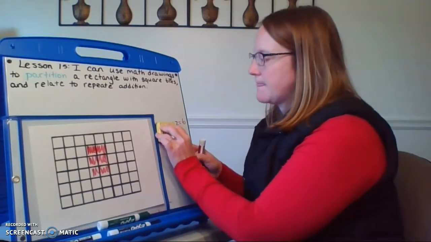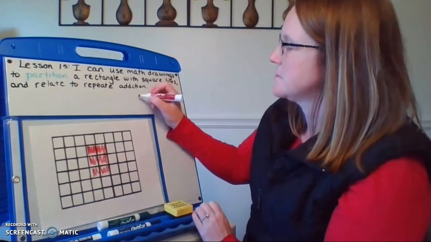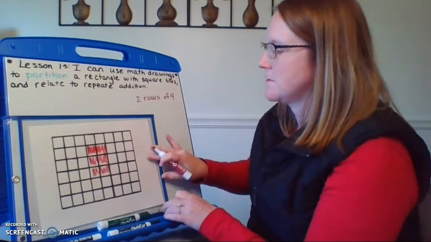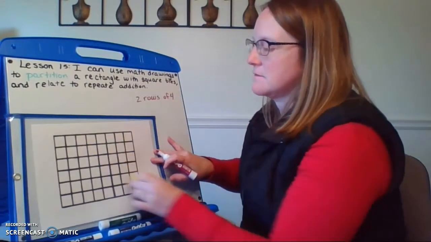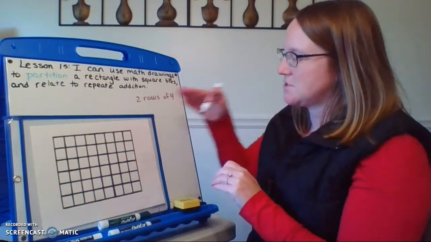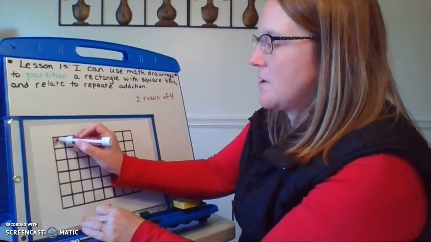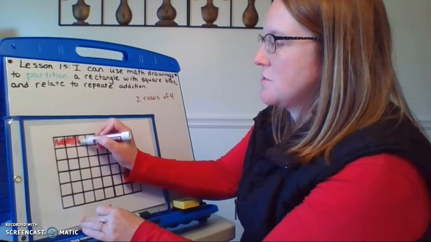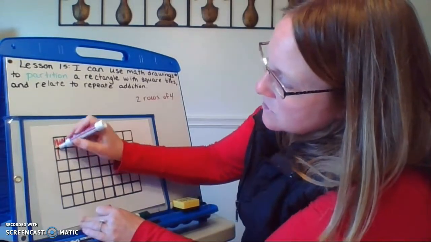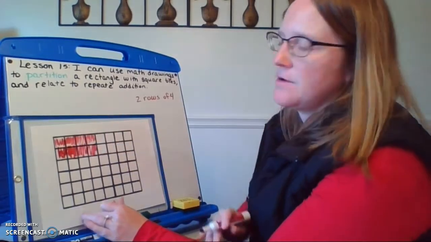Let's try another one. What if I wanted to draw 2 rows of 4? Well, let's think for a second. Rows go left and right. So I want 2 rows of 4. So let's maybe start over here this time. So 1 row, 1, 2, 3, 4. And my second row, 1, 2, 3, 4.